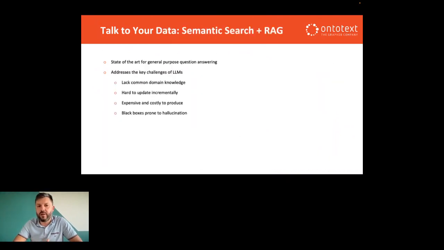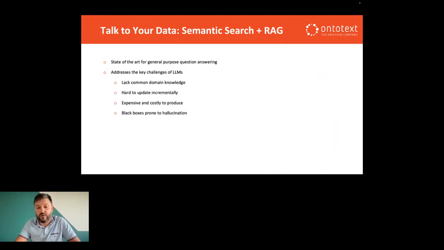The underlying pattern and how this works is that this is the state of the art of general purpose question answering. So the idea is that you get some information from a structured graph knowledge, and you can build a context or grounding window, as it's called, to give to the LLM in order to give better answers. And there are multiple reasons why this is the recommended pattern of using LLMs.